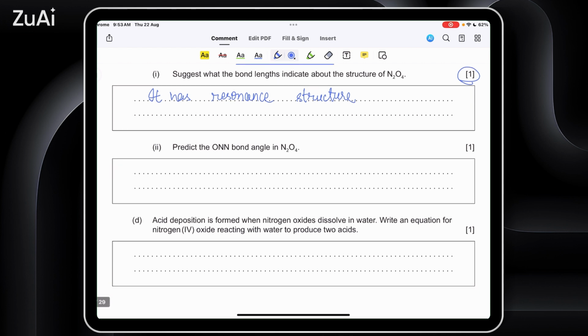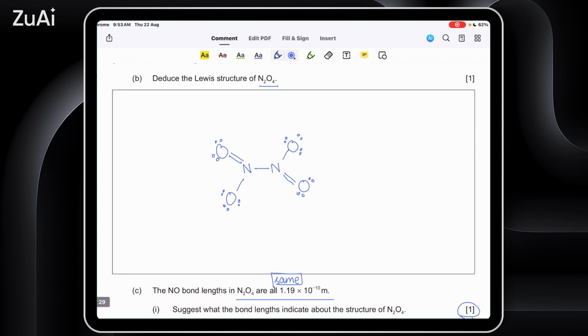Predict the ONN bond angle. Oh yeah, so that's good. ONN bond angle. So look at this. It is trigonal planar, because that is the AB3 structure.